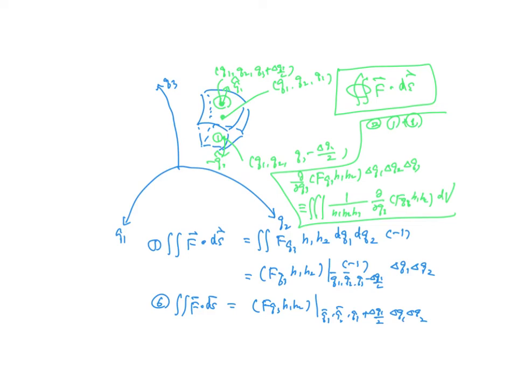This is 1 plus 6. 6 is in the Q3 direction, so it's positive. 1 is in the negative Q3 direction, so you have a minus sign. If you add them together, then basically this minus this. If we divide by Q3 and then multiply by Q3, then it becomes a derivative, right? And then you can move back to the volume integral using the mean value theorem again. So you divide by H1, H2, H3, and then it becomes dV, the volume element.